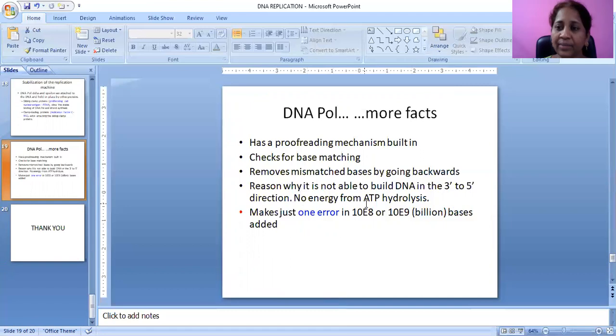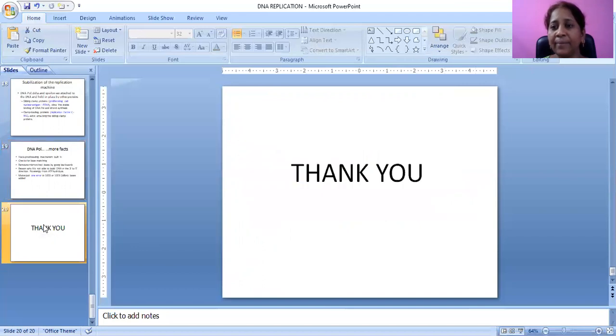No energy from ATP hydrolysis is needed for proofreading, and it makes just one error in 10^8 or 10^9 bases added. This is all about DNA replication.